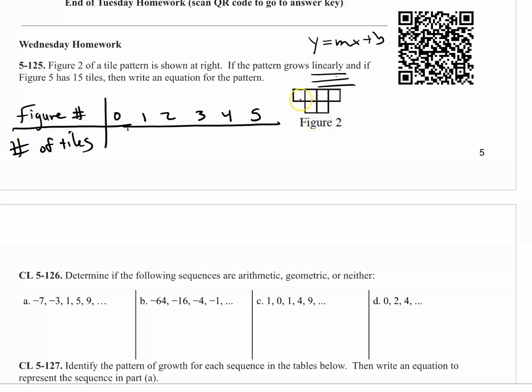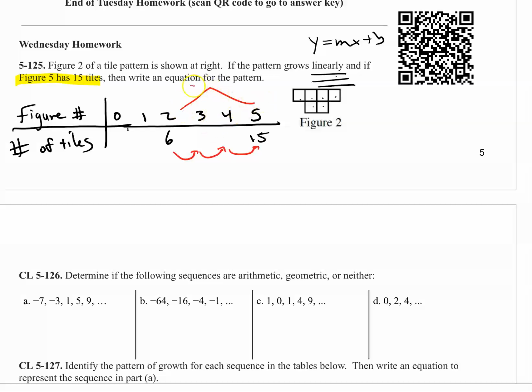Figure 2 has 6 tiles. So in my table, figure 2 will go to 6. We also know that figure 5 has 15 tiles. So figure 5 in my table goes to 15. What number could I add and add and add to get to 15? If you're not sure, find the slope.